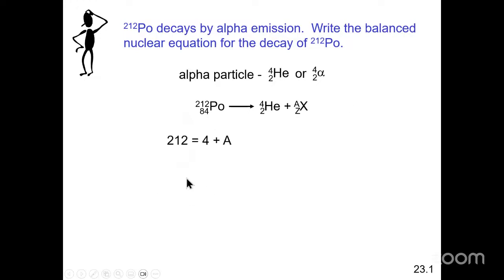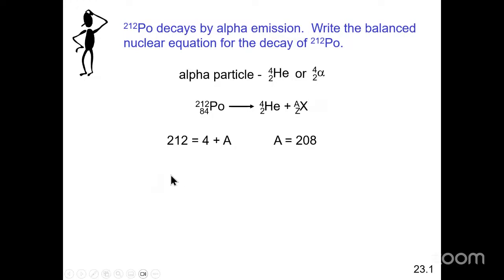So in terms of the mass numbers, we start off with the 212, right? And we set that equal to 4, which is the mass number of the alpha particle, plus A, which is unknown for your particular nucleus on the right side, represented by the letter X. Then you solve for A, which is a very simple process. You end up with A of the nucleus on this side being equal to 208.